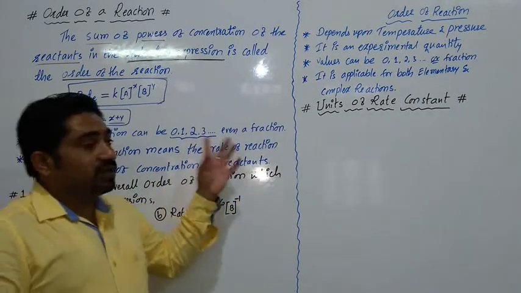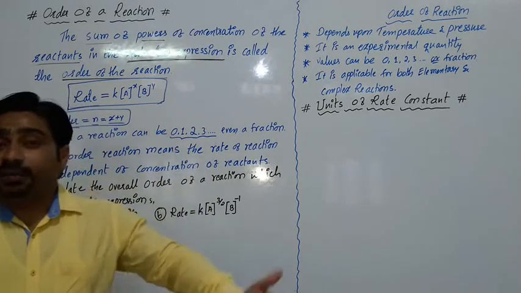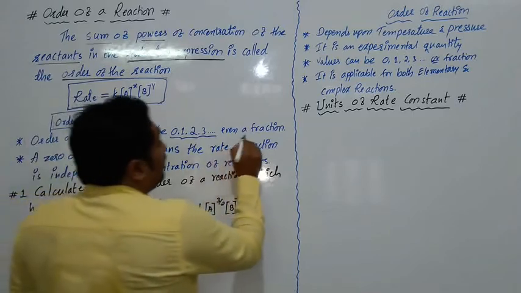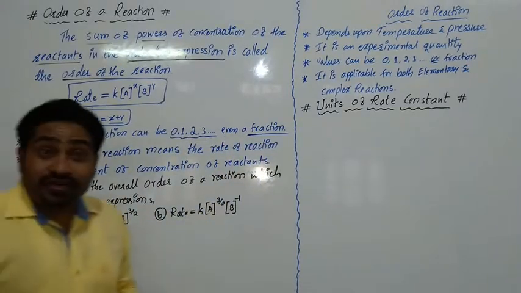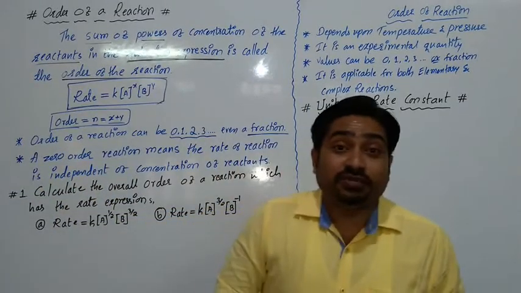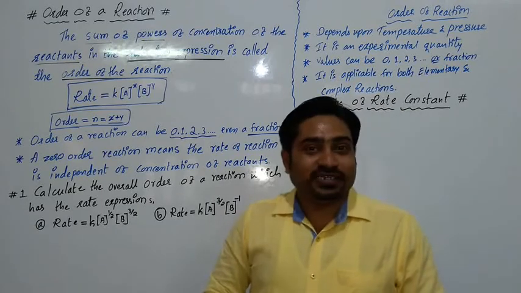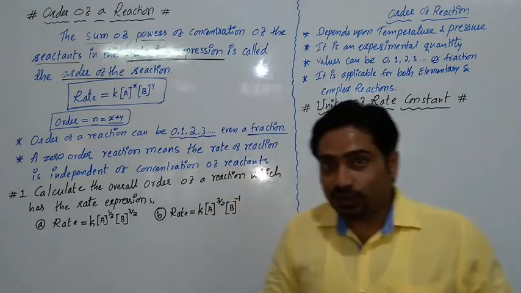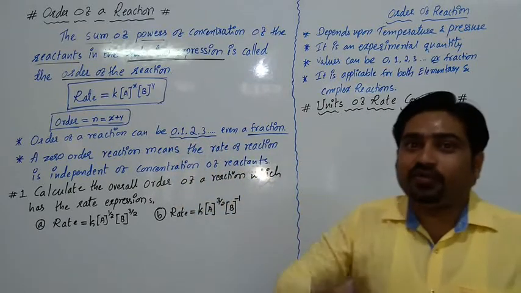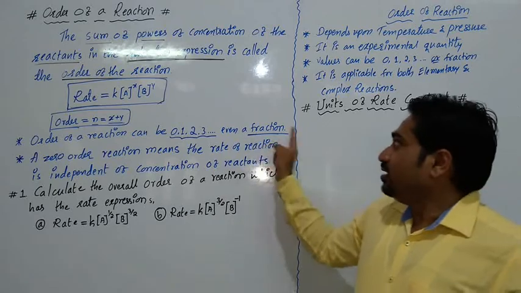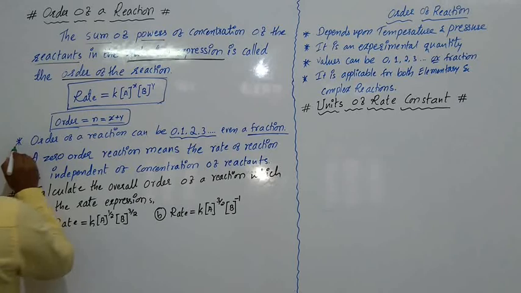The value of order, it may be 0, it may be 1, it may be 2, it may be 3, or it may be more than 3, and also it may be a fraction. Even it may be a fraction. Fraction means what? The order of reaction may be 1 by 2, the order of reaction may be 3 by 2, 4 by 2. Sorry, 4 by 2 is not possible because 4 by 2 is nothing but 2 only. Okay, 5 by 2. So like that, the order of a reaction may be 0, 1, 2, 3 like integers, or it may be a fraction. So all these values are possible for an order of reaction.